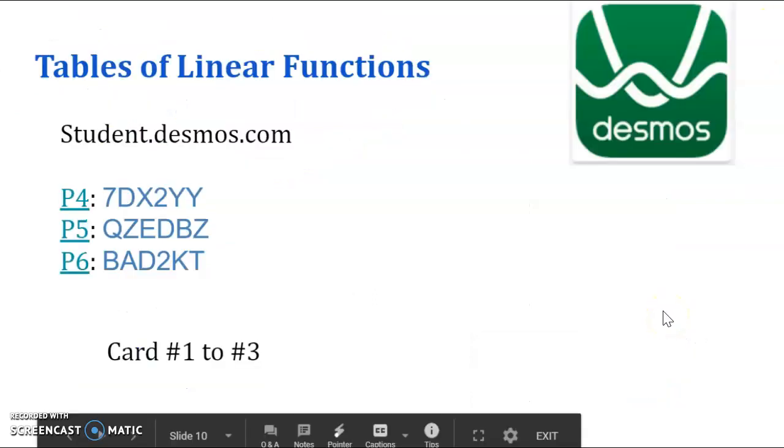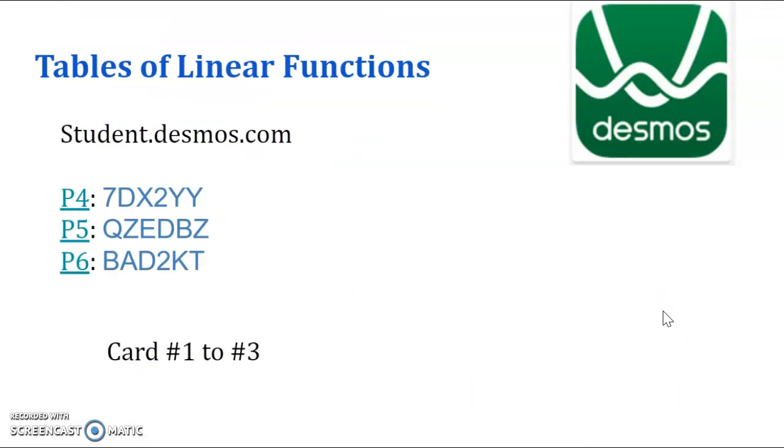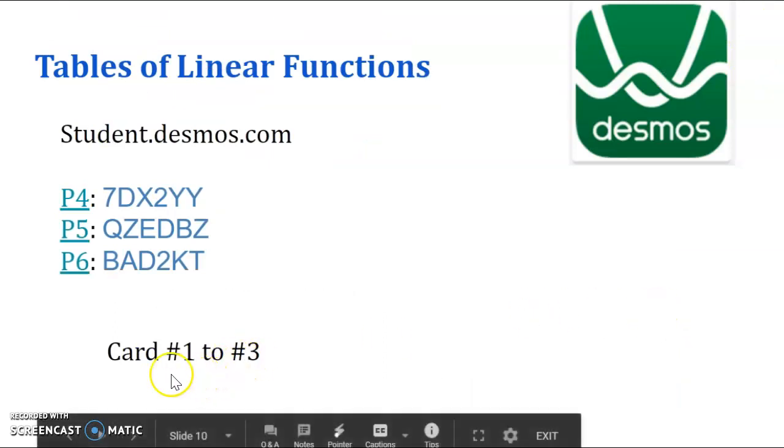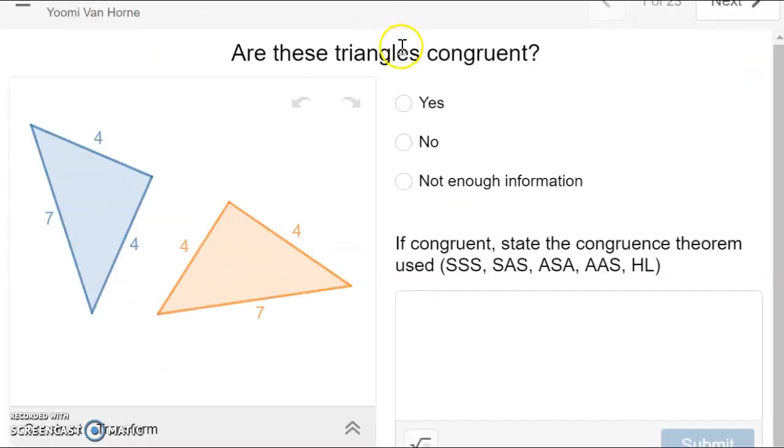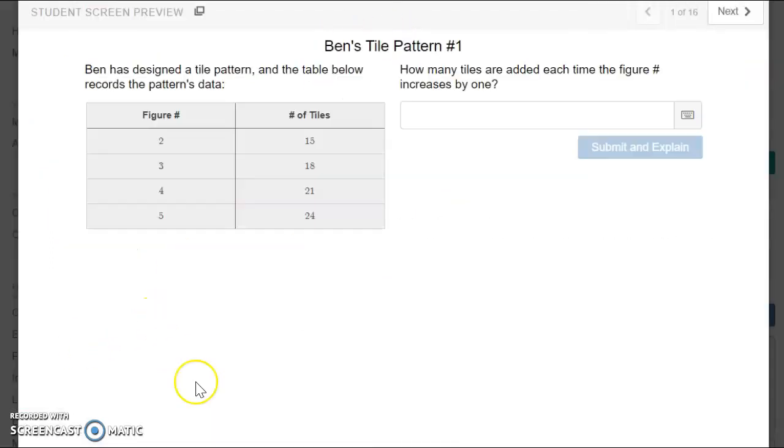Good. So now we are going into some Desmos exercise where you're actually doing the work. Please join the Desmos login, and you're doing card numbers 1, 2, 3, which would look like this. Oops, no, not this. So please pause the video and do this yourself. I'm going to go over the answers.